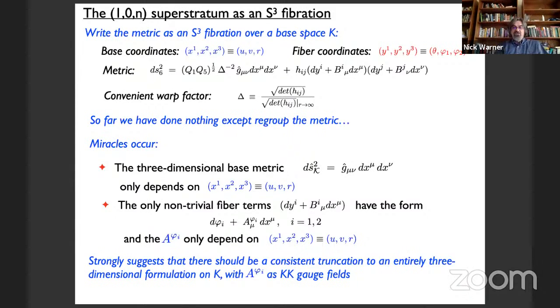So just from doing this game alone, this strongly suggests that there must be some kind of consistent truncation where you can reformulate the theory entirely in terms of a theory on K, and these vibration fields turn into Kaluza-Klein vector fields, and in this case, just a U1 cross U1 theory. And it turns out that this delta is also magic.